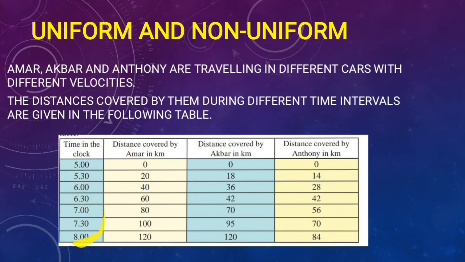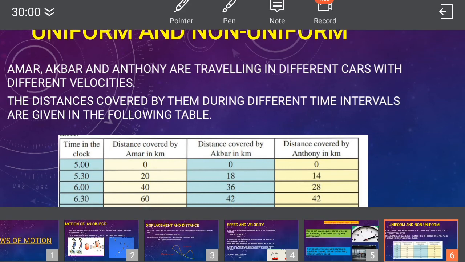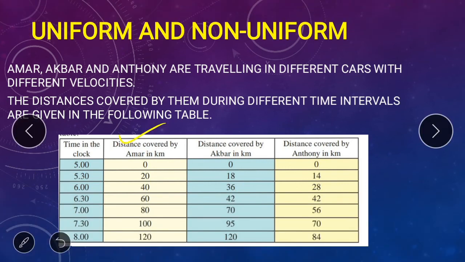The time interval is how much? 30 minutes or half an hour. The distance covered by Amar, Akbar and Anthony at 5 o'clock is 0. At 5:30 it is 20 here, 18 here, 14 here. If you closely observe the distances covered by Amar, Akbar and Anthony, what do we conclude? That Amar is having uniform motion, since you can see here the table of 20: 0, 20, 40, 60, 80, 100. But is there any such regular interval in case of Akbar? No, there is none. So Amar passed the test, Amar is traveling with uniform speed.